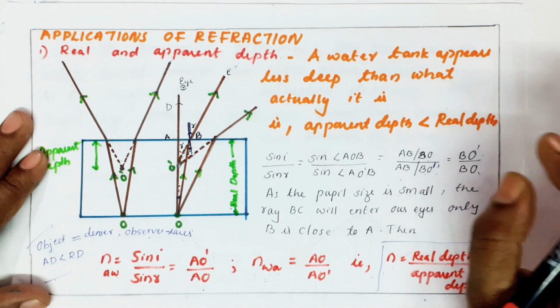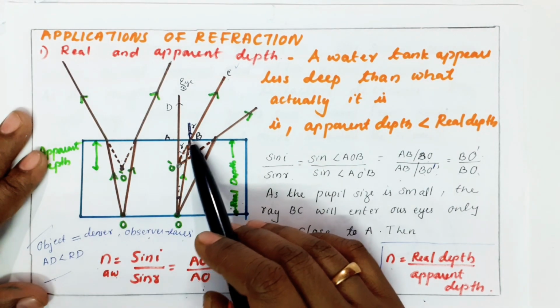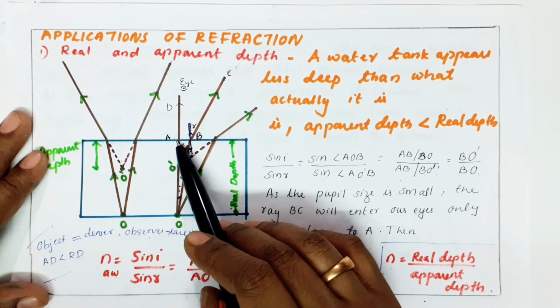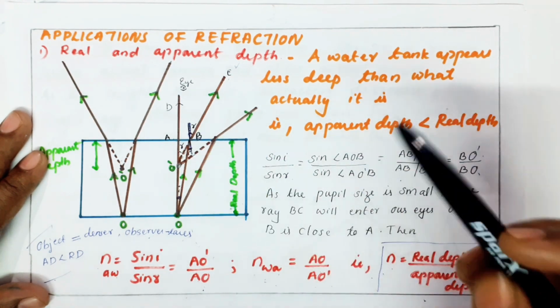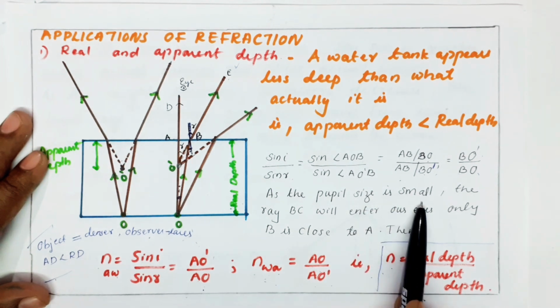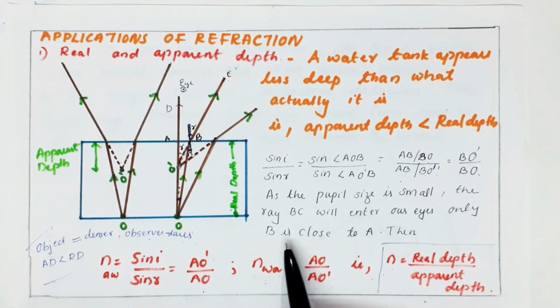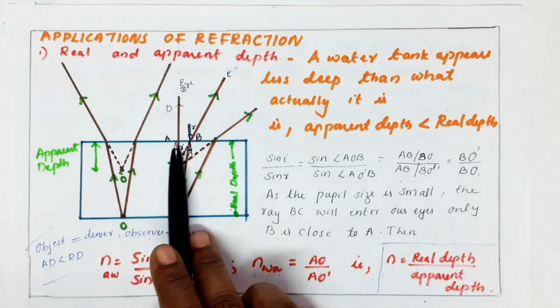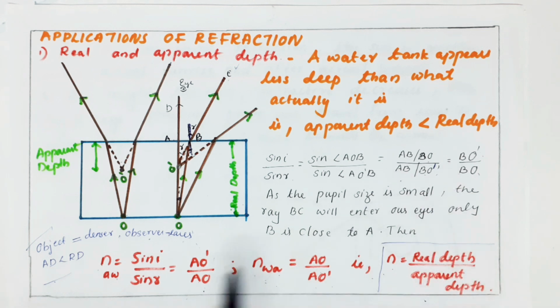Here we take an assumption that this B is not far from A, because this ray should reach our eyes. As the pupil size is very small, the ray BC will enter our eyes only when B is close to A. It means that instead of B, you can write A. So your equation changes to AO dash by AO.